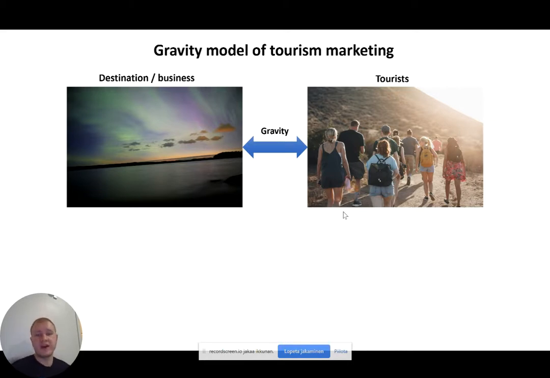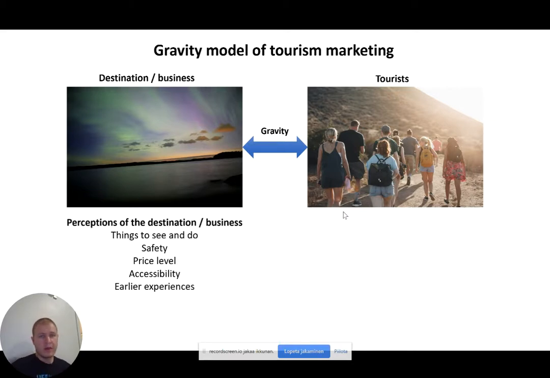Let's look at which factors define the strength of gravity. The most central thing that you need to understand is that the attributes of a tourism destination or business are always in the minds of the tourist. So it's not about how the things actually are, but it's about the perceptions that the tourists have of the destination and business. And it is the job of marketing to affect these perceptions in a way that is positive for the destination, meaning that it increases the gravity between these two.